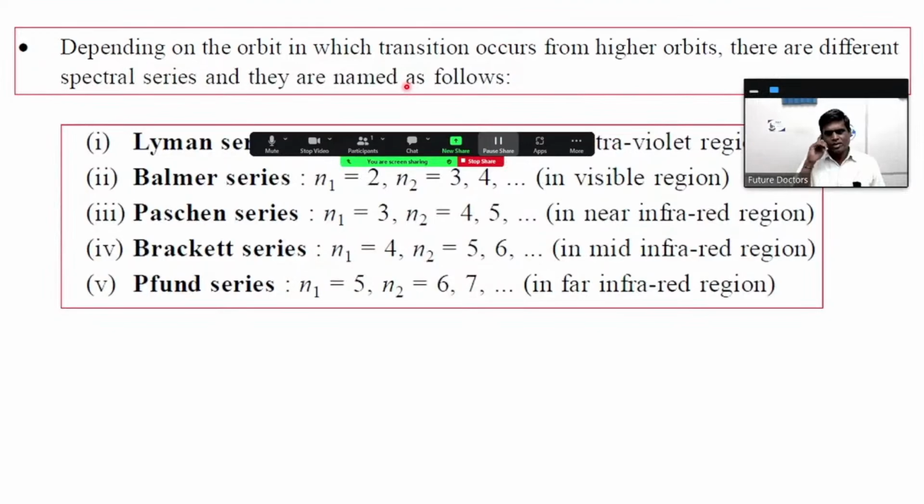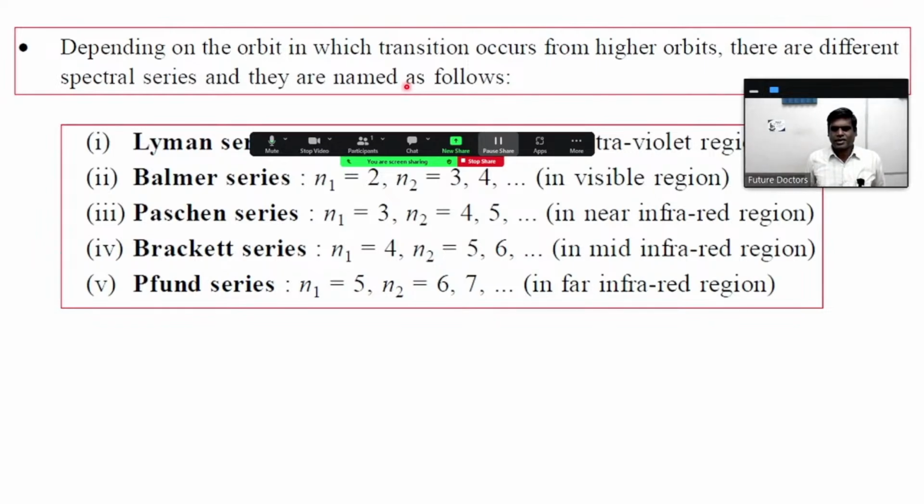And these are the different spectral series. First one, the Lyman series, n1 equal to 1, n2 equal to 2, 3. It means there will be a transfer of electrons or energy from the outer orbits, second or third, to the first orbit. And the spectrum obtained falls in the ultraviolet region.